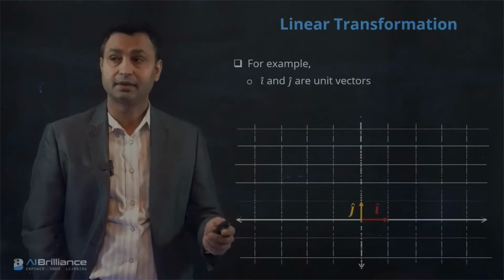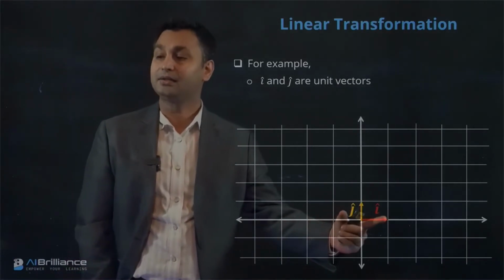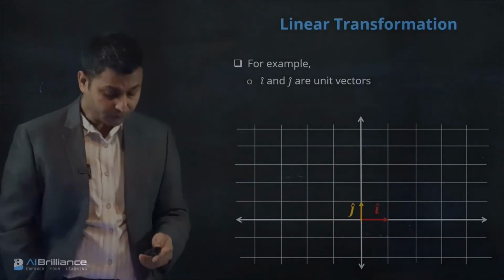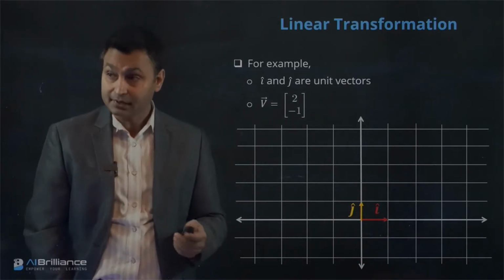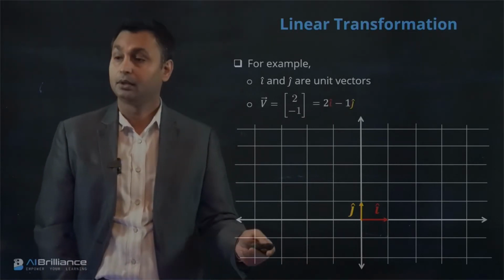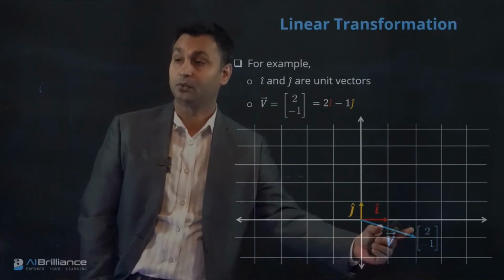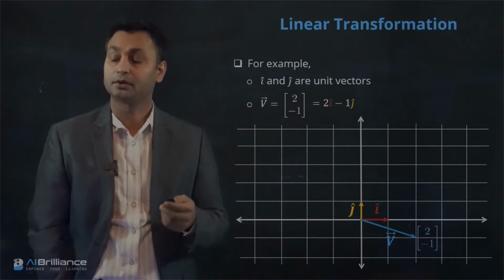Okay, so let's take an example. Let's say i and j are our unit vectors, and I have a vector in this grid, located somewhere right here, which is denoted by (2, -1). Let's see what happens if we apply a transformation to it.